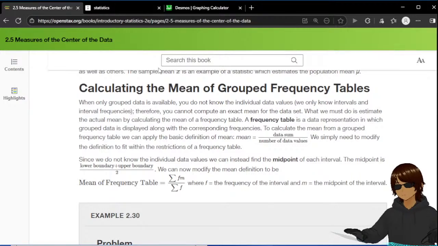When only grouped data is available, you do not know the individual data values. Therefore, you cannot compute an exact mean for the data set. What we must do is estimate the actual mean by calculating the mean of a frequency table. A frequency table is a data representation in which grouped data is displayed along with the corresponding frequencies.